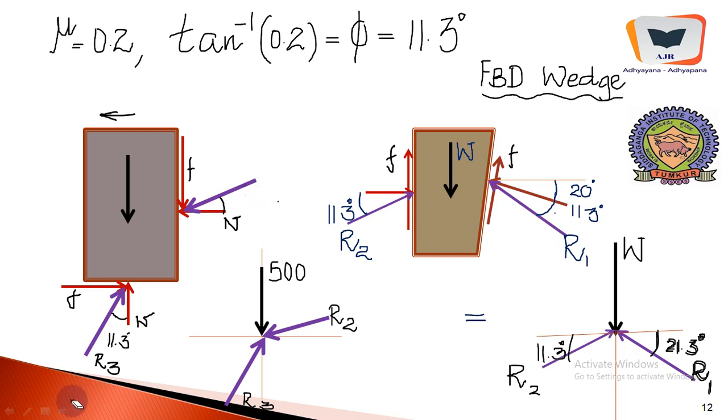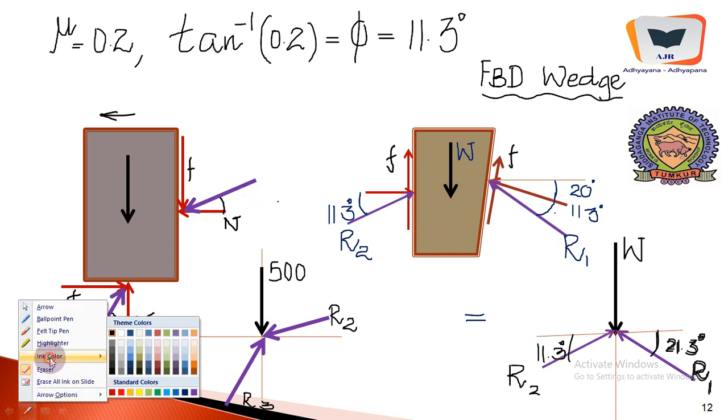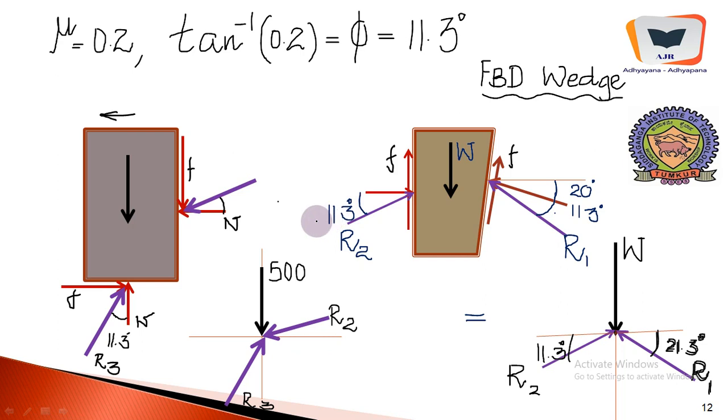The same R2 will be placed in the reverse direction when we draw the free body diagram of the wedge that is shown over here, and this is the same R2. For the sake of understanding, we can just lift this, and if we lift properly, R2 and R2 should be collinear. Anyway, we have the clarity of that.